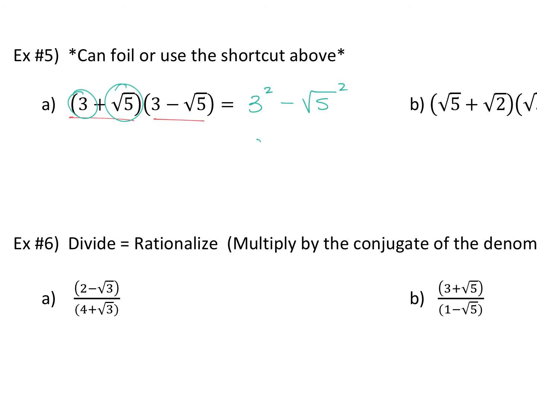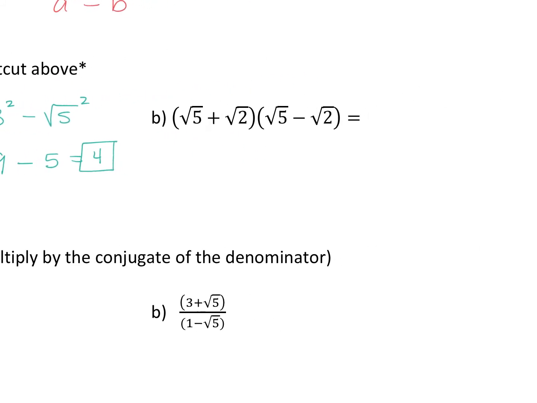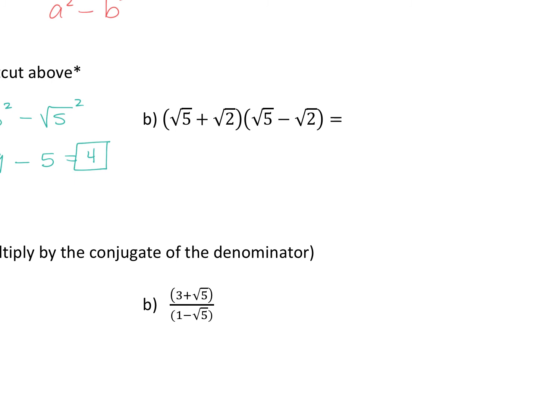So 3 squared is 9 minus the square root of 5 squared is 5, right? When you square root and square, it takes it away. So 9 minus 5 is 4. So if you were to FOIL that, it would have come out to 4 also, okay? Same thing here. Now these are both radicals, but you're still doing the same thing. You're taking your a value and you're squaring it, and then you're subtracting your b value and you're squaring that. Okay, so this is 5 minus 2, or 3. Isn't that nice with the shortcut? You could totally do it with the FOIL. I'm not saying it's wrong to do it with the FOIL.